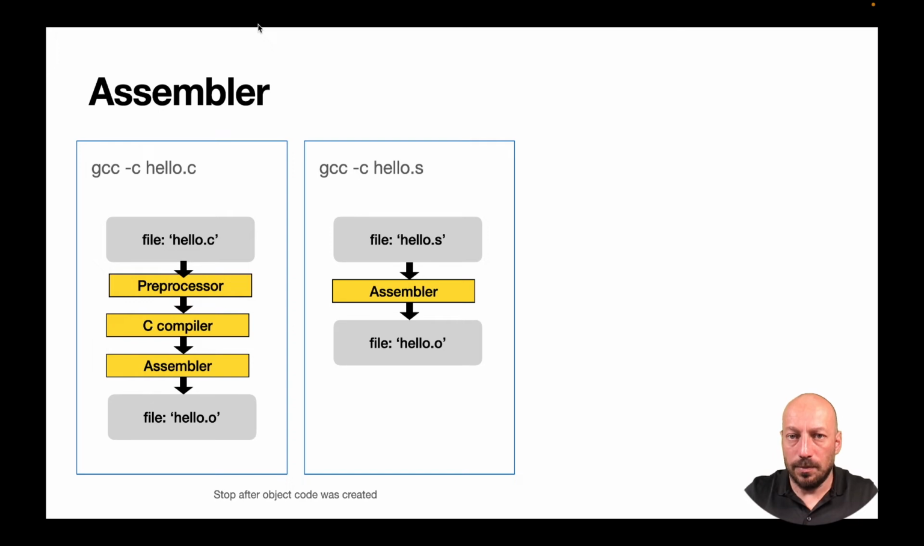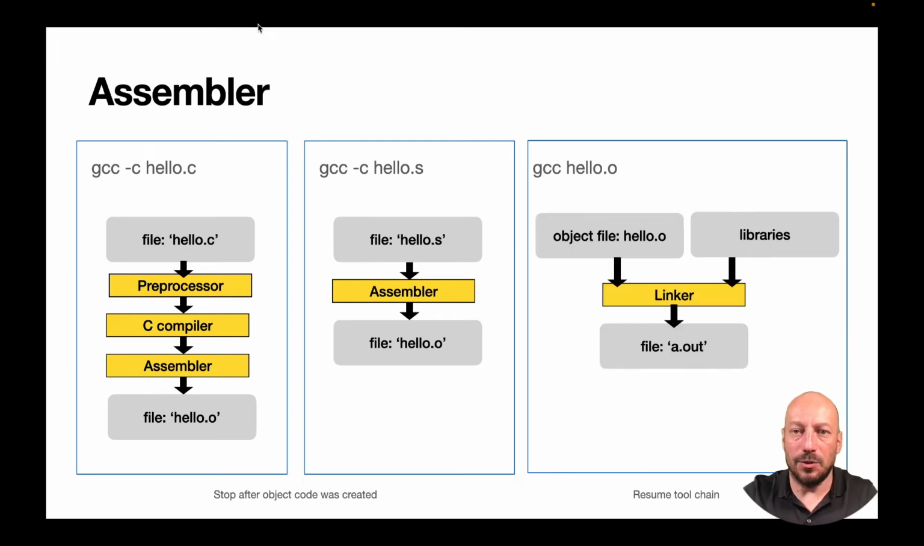Now you also can resume the toolchain after the object file was generated, by calling the linker with GCC. This is nice, to use GCC as a wrapper in this respect and not directly call the linker, because then you don't have to care about the paths that are needed for finding the libraries that are required. Before I give you more of an idea what the linker is doing, I first have to talk a bit about what is the content of these object files.